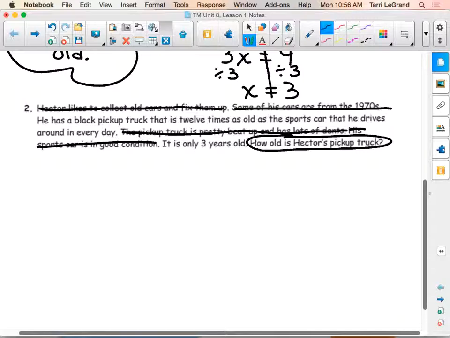Okay, well, then maybe we now need to start underlining the stuff that is important, huh? So what do you think is important in this one? What would be one of the things that's kind of important in here? Caden? He has a black pickup truck that is 12 times as old as the sports car he drives around in every day. Okay, so I don't really care about the color. I'm going to say the pickup truck that is 12 times as old as the sports car. Do we need anything else? That he drives around in every day? Does that matter? Okay.